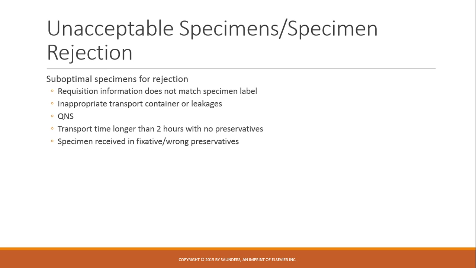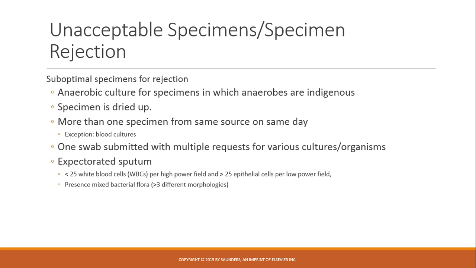Specimen received in fixative or wrong preservative. Sometimes the nurses will put it in a preservative in order to preserve the sample. Or fix it in the wrong thing. I had a case where they collected a bone marrow and you're supposed to put it in Bouin's solution, but the nurse put it in formalin. Well, you can't do anything on a bone marrow sample after it's in formalin. She ruined it, so we had to recollect the sample, unfortunately. So it's important that it's fixed or preserved in the right way.